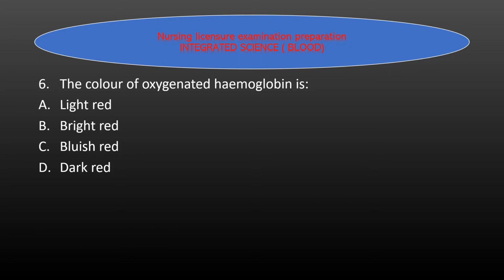Question number 6. The color of oxygenated hemoglobin is option A light red, option B bright red, option C bluish red, option D dark red. And the correct answer is option B, that is bright red. The color of oxygenated hemoglobin is bright red.